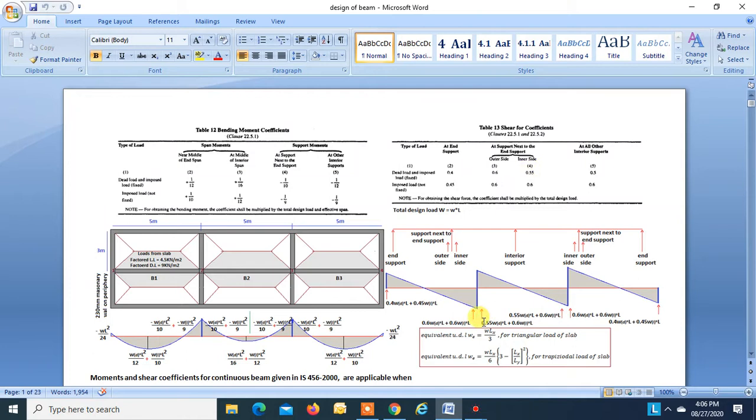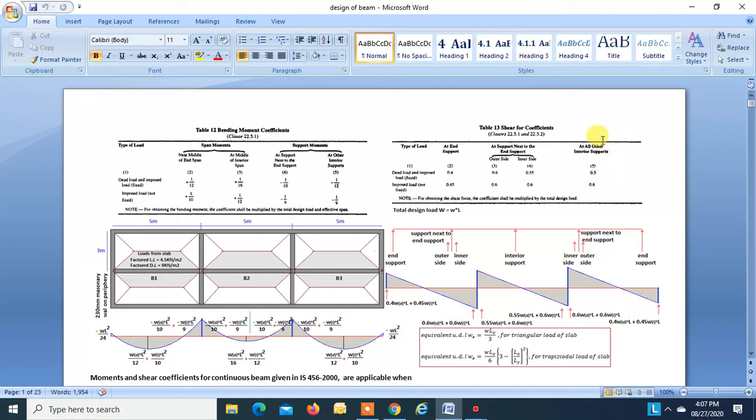0.5 WL due to dead load, 0.6 WL due to live load. Again, coming to this support: this is the end support, and this is the support next to the end support. So this is the inner side, this is the outer side. This will be applied over here, and this will be applied over here. This is the end support, right? This is our case, right?